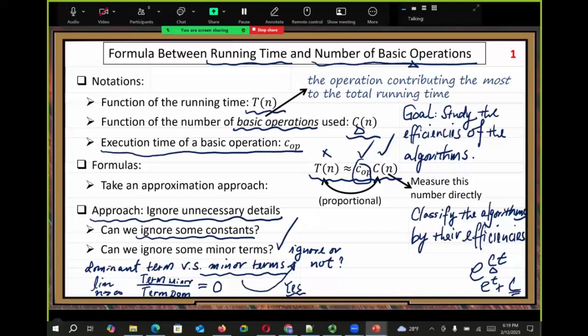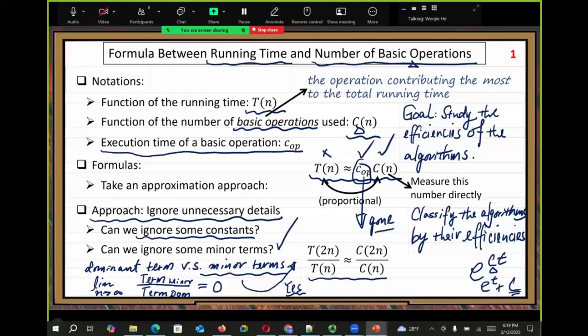Another important observation we want to make is, let's look at the ratio T of 2n over T of n. When we take the ratio, you can see the little constant c-op is gone.